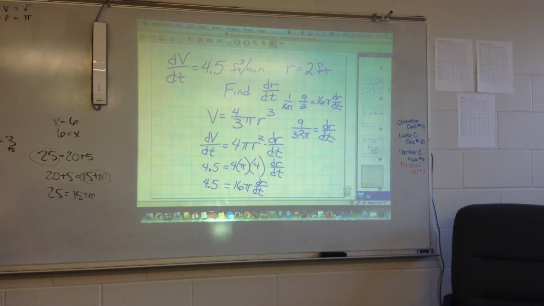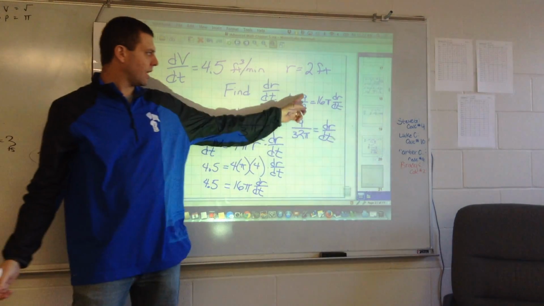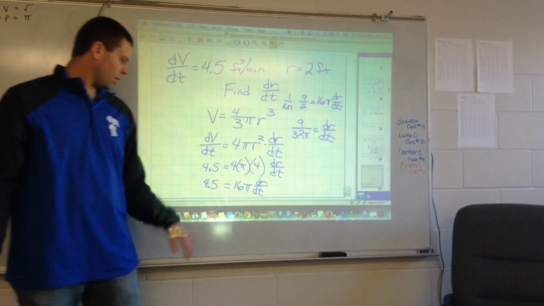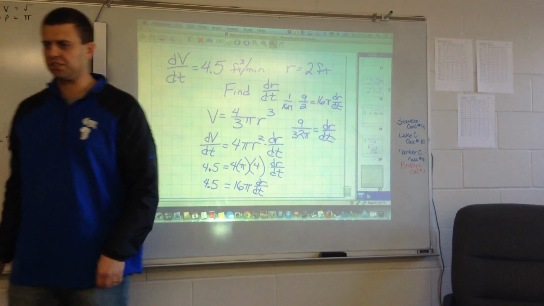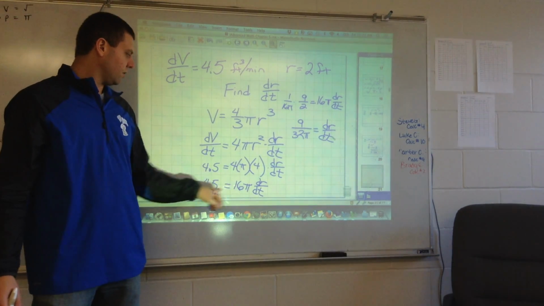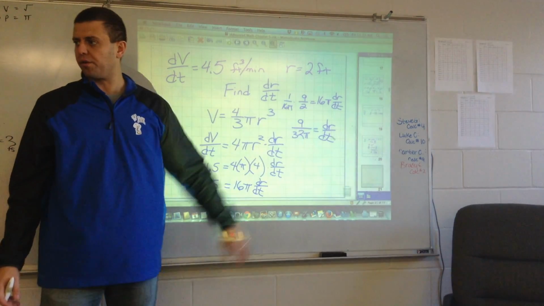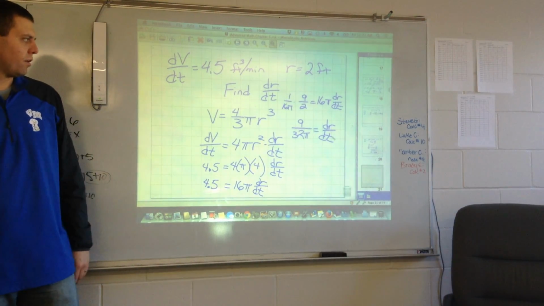That's why they did it. That's probably why they wrote it as a fraction, because that's a lot easier than figuring out what 4.5 divided by 16 is. But if you did 4.5 divided by 16, you would get this fraction, 9 over 32. Put the pi down there on the bottom.